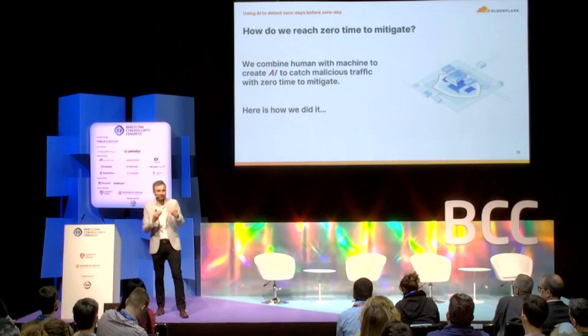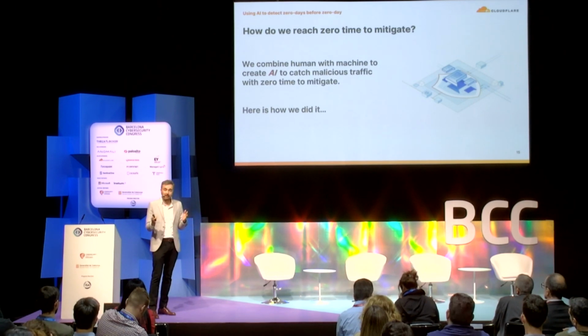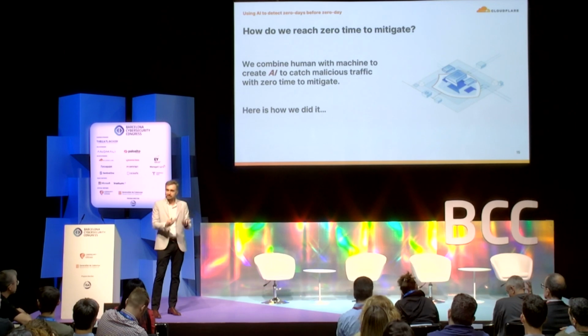So how do we reach time to mitigate zero? How do we close that gap between having a CVE made public and the time we have a rule? And of course, I need to mention AI. Nowadays, everything is AI, but it's true. We use basically machine learning and AI, and we pair that to what humans and security analysts build.